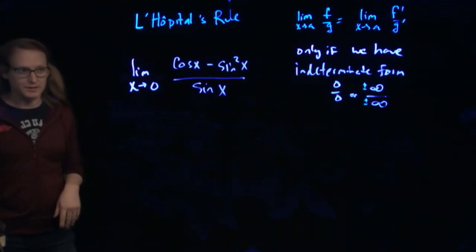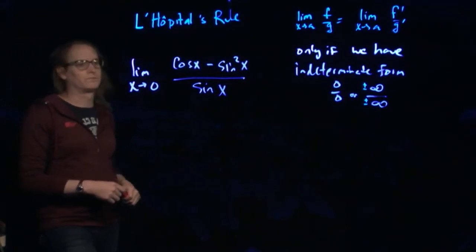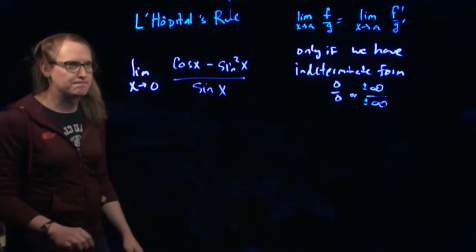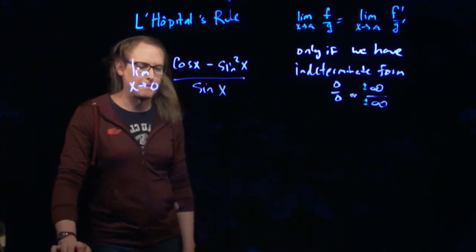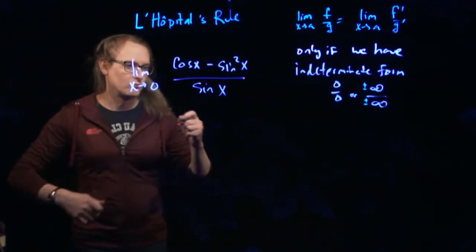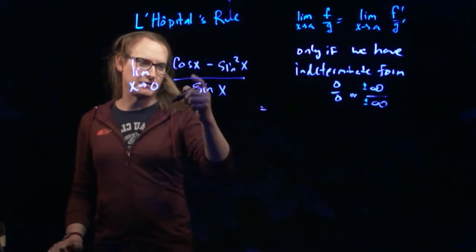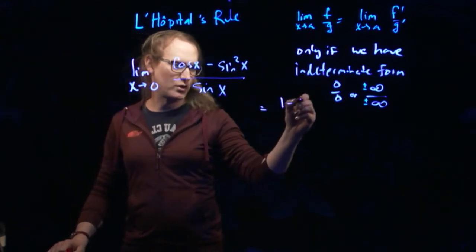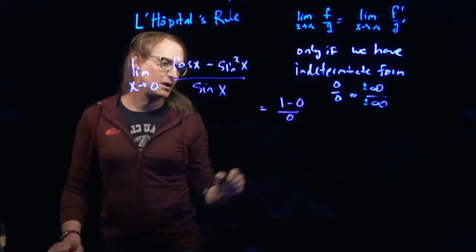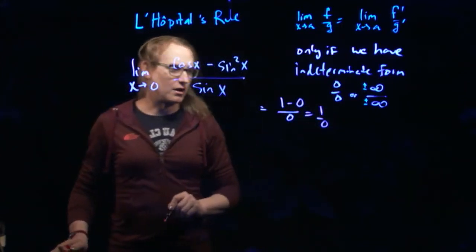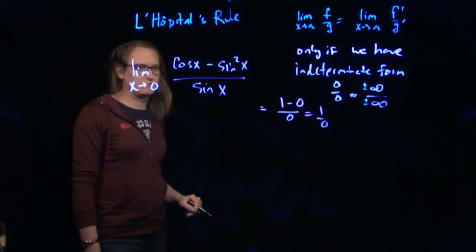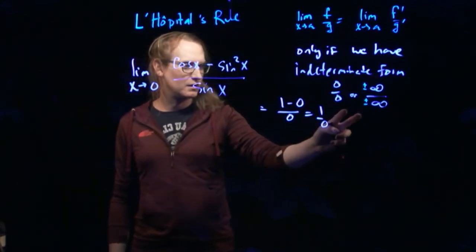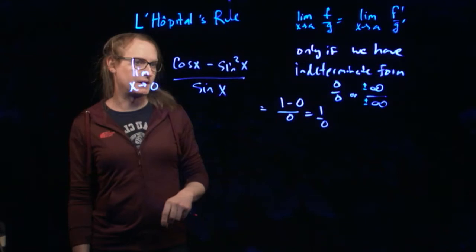I'll give you a second to think about this function. Try plugging in 0, right? Try the just plug it in method for evaluating a limit. What do you get? Well, here's what I get. Cosine of 0 is 1. Sine of 0 is 0. So sine squared of 0 is still 0. That's 1 over 0. That's not indeterminate form, right? That's neither of these two things, right? This is some flavor of infinity.